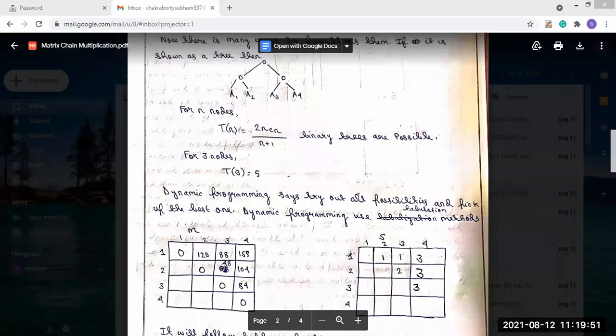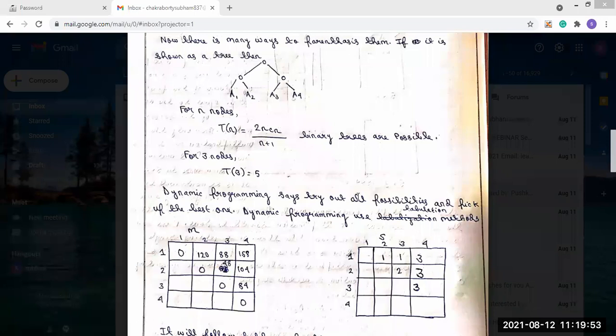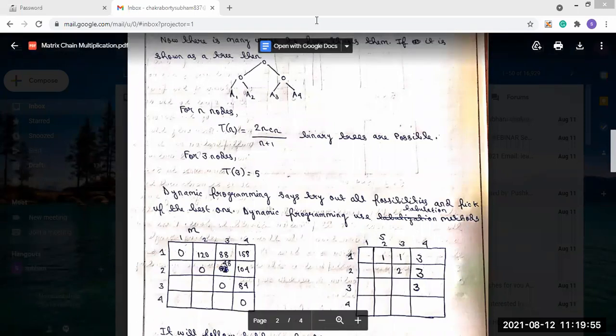Okay. So for finding the number of trees with n nodes, we know the formula: Tn equals 2nCn divided by n plus 1. That is the number of binary trees that are possible. Tn says for n nodes, the formula will be Tn equals 2nCn by n plus 1, the number of binary trees possible.